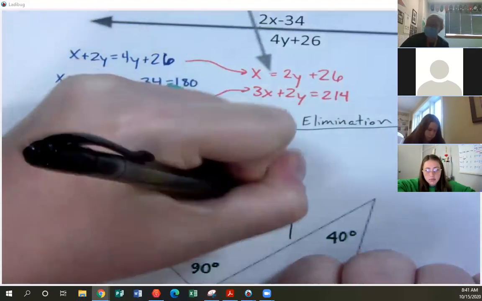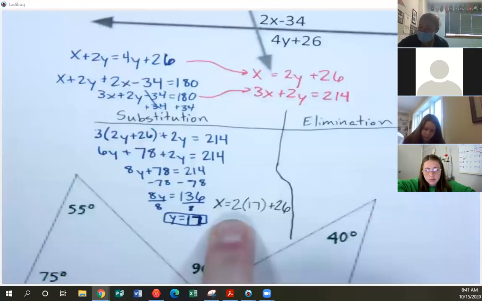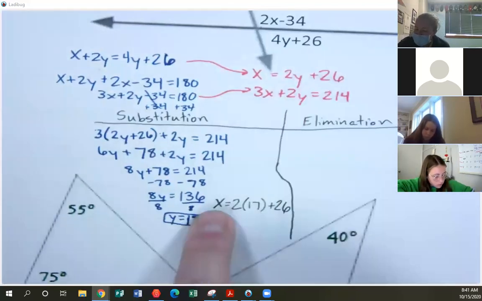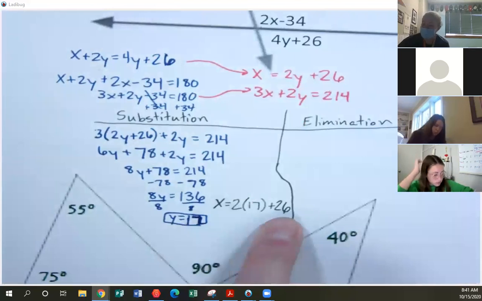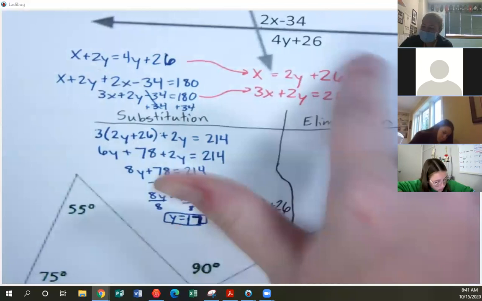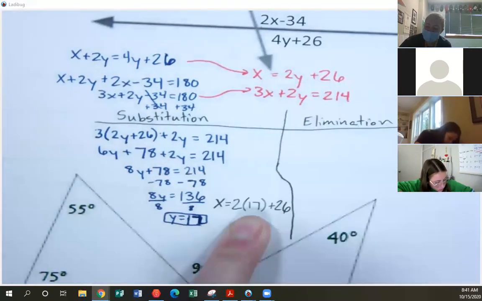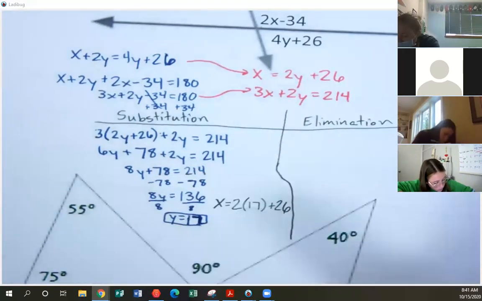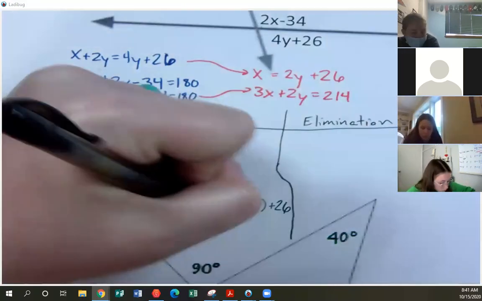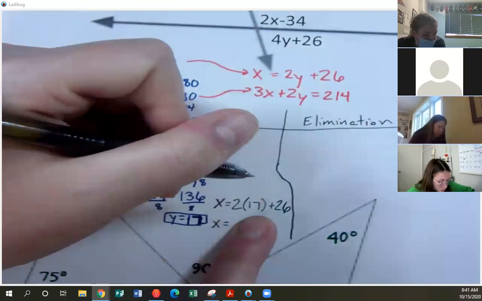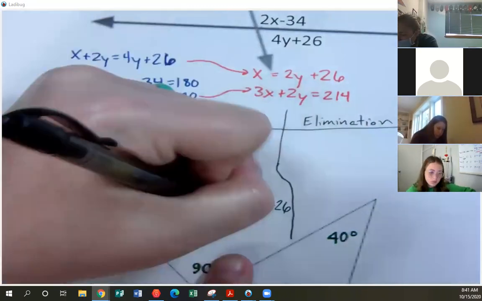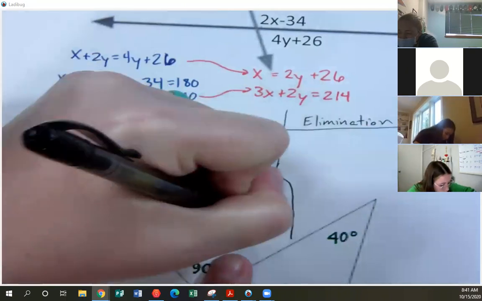Okay, I've plugged it in correctly now after like 17 tries. X equals 2 times 17 plus 26. If you're like, where in the world did this come from? We've already solved for y. And so I just wrote this same equation right here and plugged 17 in. So that's what I did after much trial and error. All right, 2 times 17 is 34. And then if you add 26 to that, you get 60.